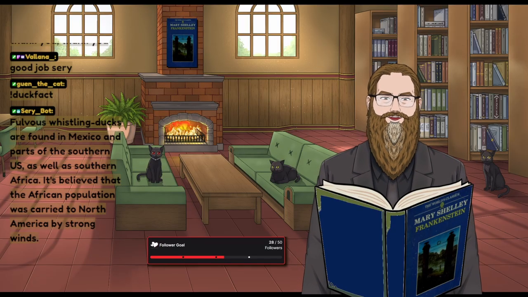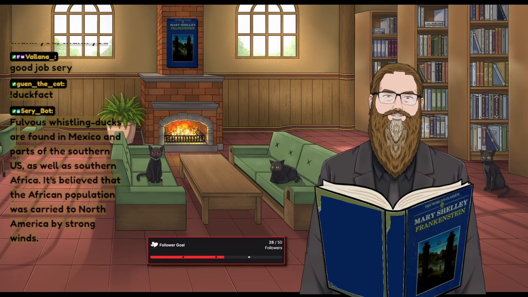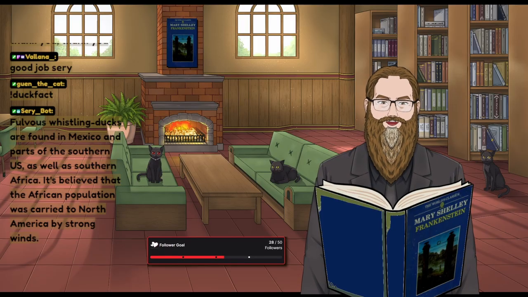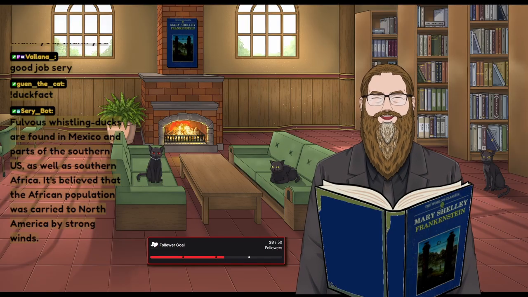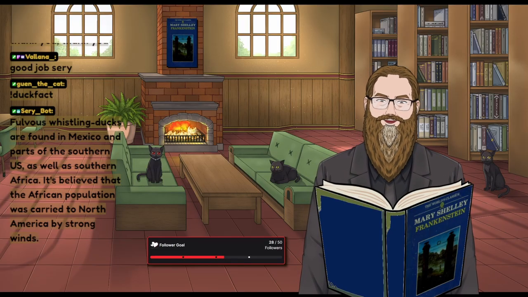"Let me go," he cried. "Monster, ugly wretch. You wish to eat me and tear me to pieces. You're an ogre. Let me go, or I will tell my papa." "Boy, you will never see your father again. You must come with me."